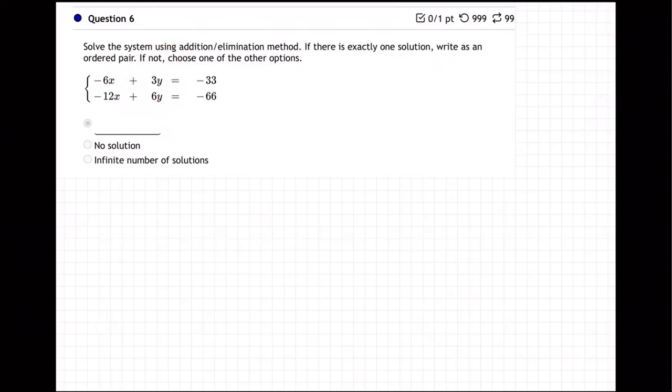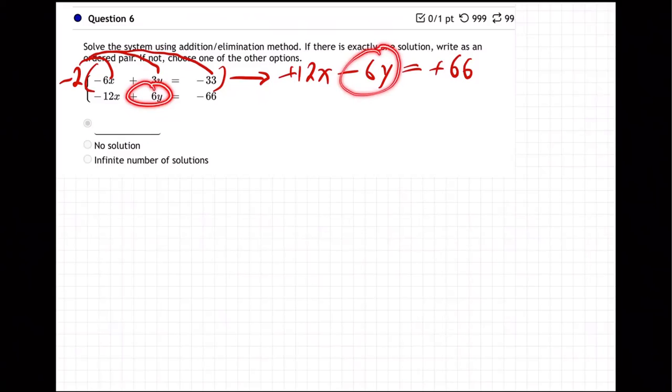So here's what I want to do. I'm going to take this top equation and multiply it by -2. Whenever you multiply, you've got to go all the way, both sides of the equation, left side and right side. And so you'll get plus 12x minus 6y equals plus 66. See how that made a minus 6y, which is going to be the opposite of the plus 6y.